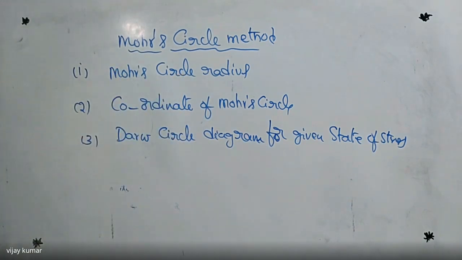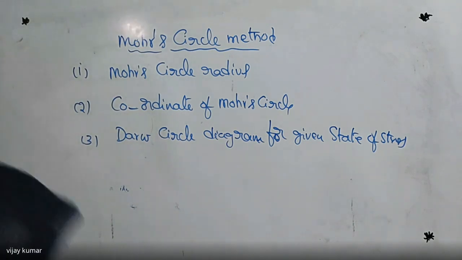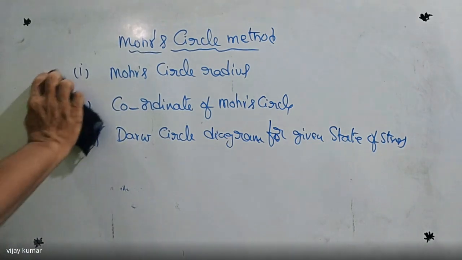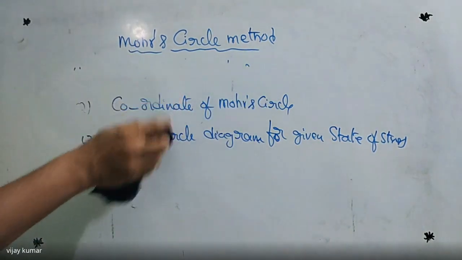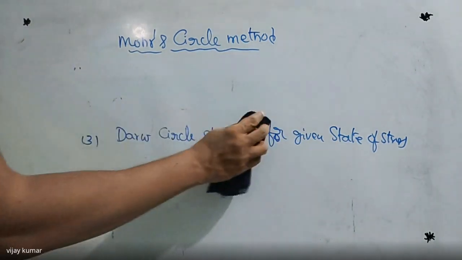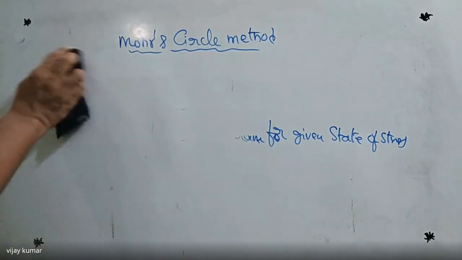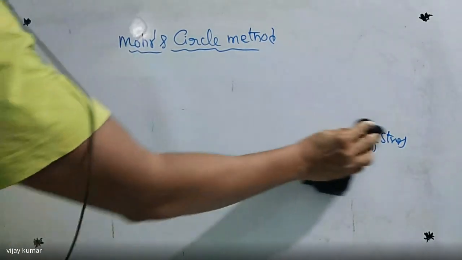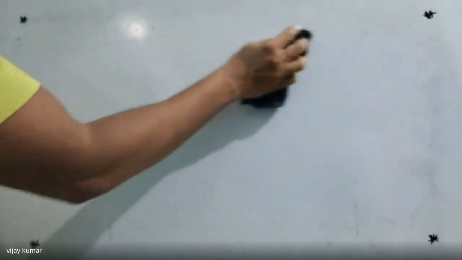First of all, I'm going to show you how to draw the Mohr circle in different cases. What are the cases we have? One is uniaxial, one is biaxial, one is shear, one is uniaxial and shear, and biaxial and shear. I'm going to show how to draw the Mohr circle diagram for these different cases. After that, I'll give some problems which were given in the GATE examination also.